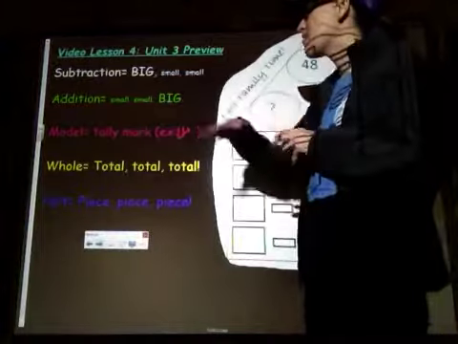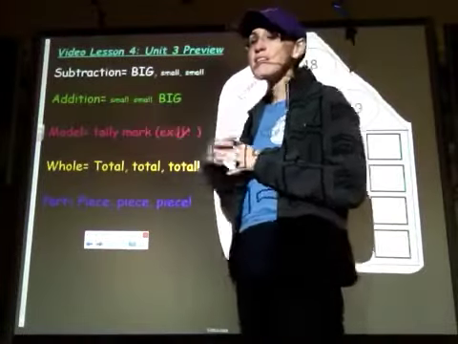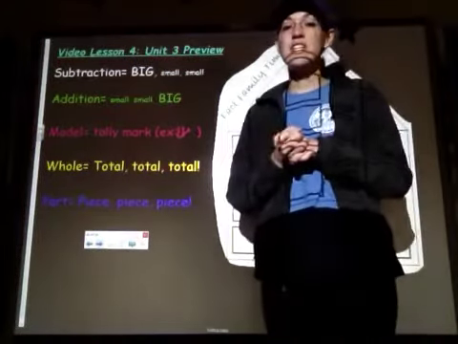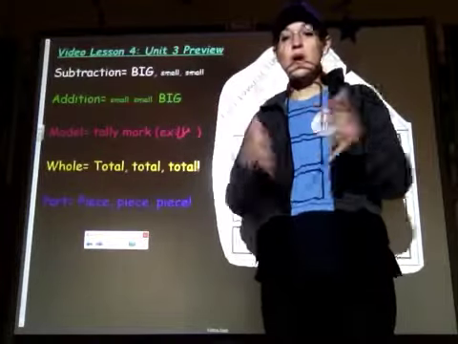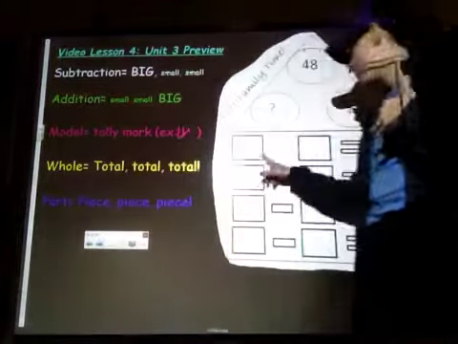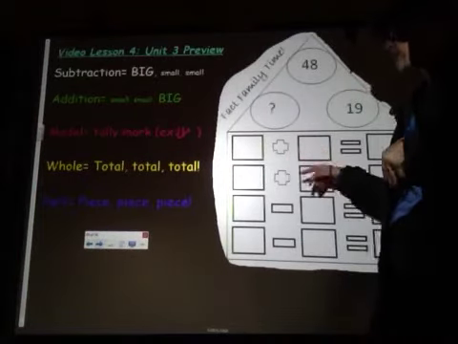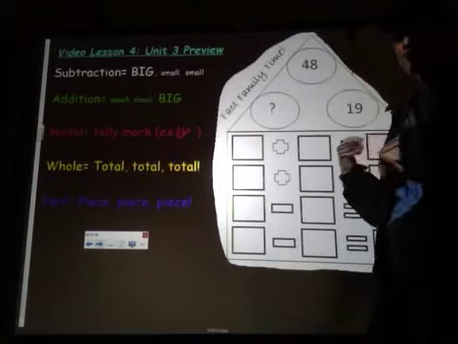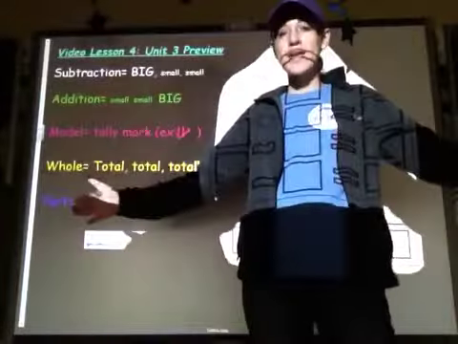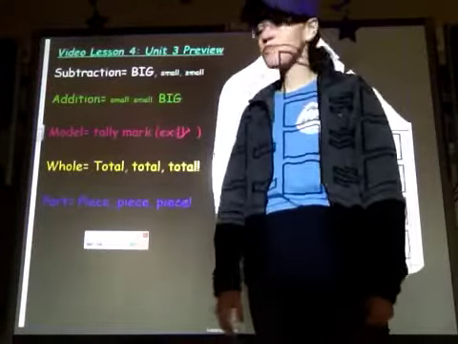The second vocabulary word is addition. And anytime you hear addition, you're going to say small, small, big. Because when we write a number sentence with addition, the smaller number or the parts go first, and then the big total is at the end. So we say small, small, big anytime you hear me say addition.